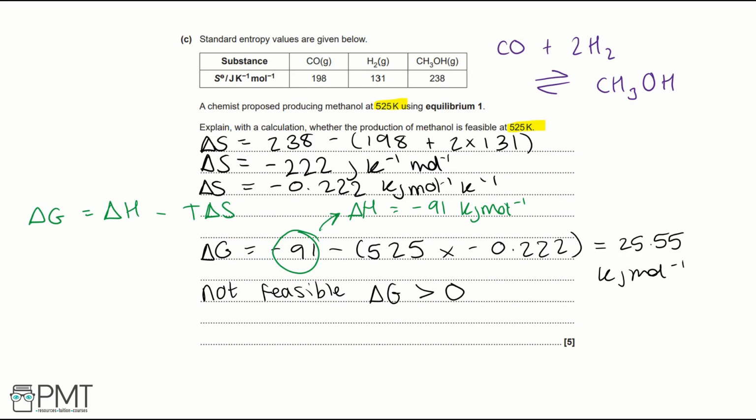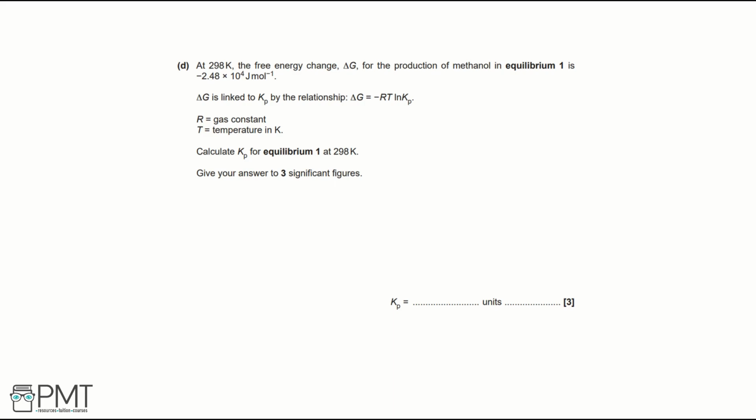To get the 5 marks for this question, you get a mark for using the delta S equation, you get a mark for calculating minus 222 or minus 0.222. You get a mark for using the delta G equation. You get a mark for calculating 25.55, and then you get a mark for saying not feasible because delta G is bigger than 0.